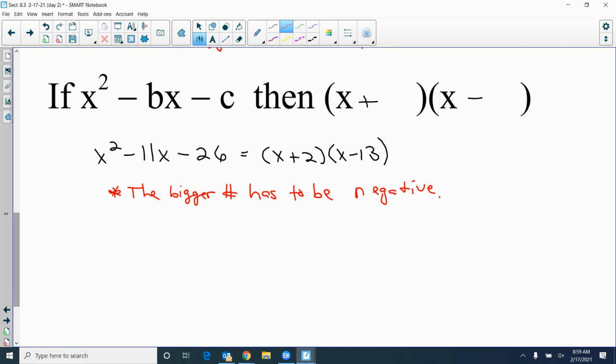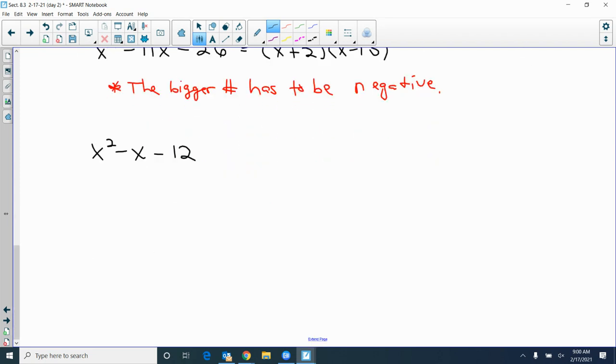What if you got x squared minus x minus 12? Think about what that answer would be. Whenever it's just like a minus x, there's no number in front of it, people tend to make it harder than it is. Because there's really a number in front of it, but what? A 1. So what am I looking for? I want two numbers that multiply to equal -12 and add to equal -1. What could those two numbers be?